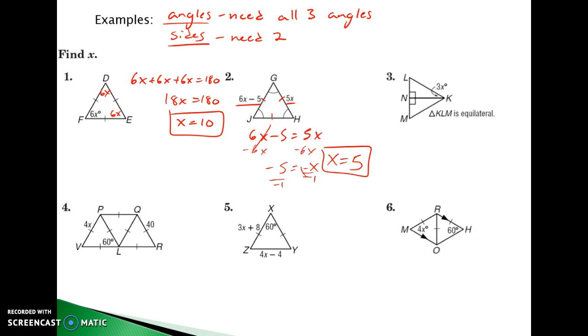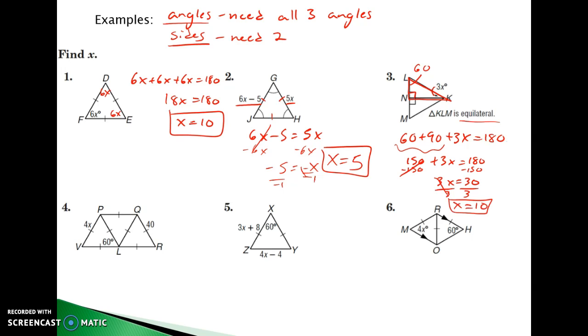For number 3, we're looking at this little triangle here. We have a right angle here, we have 3x on this one, and since it's an equilateral, remember all angles of the full triangle are 60 degrees. Therefore you get 60 plus 90 plus 3x equals 180. Go ahead and solve for x. You would get that x equals 10. Go ahead and try number 5 on your own.